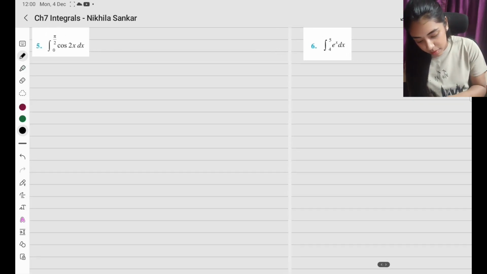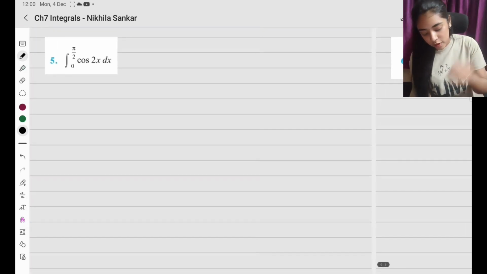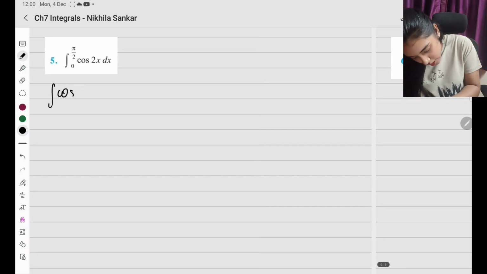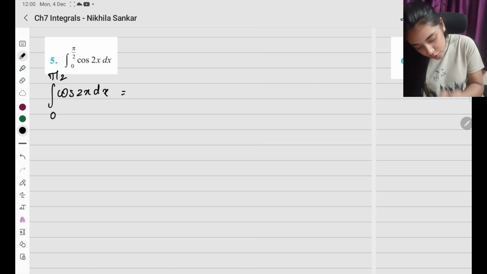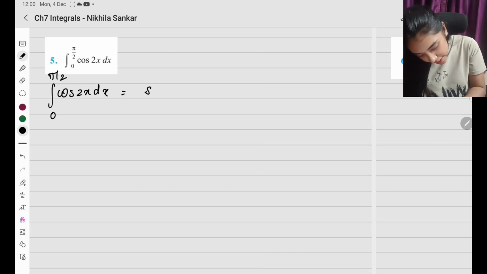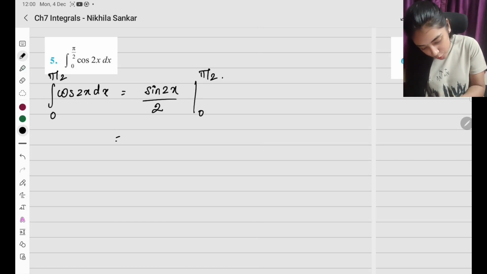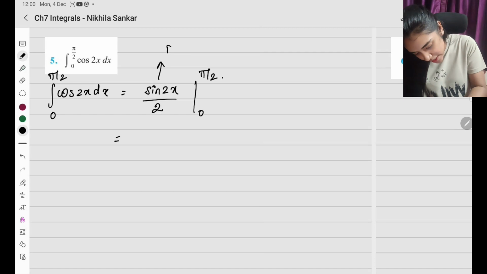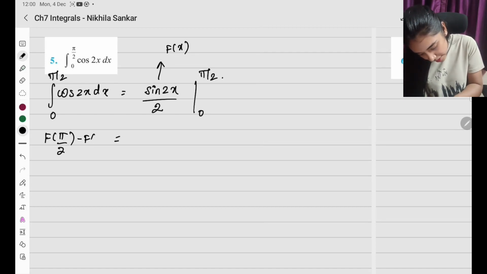Question number 5. Same method. Integral of cos 2x dx from 0 to pi by 2. Integrating cos 2x, I have sin 2x. Remember the coefficient of x is 2, so divided by 2, from 0 to pi by 2. This is my f of x. So I need to do f of pi by 2 minus f of 0.